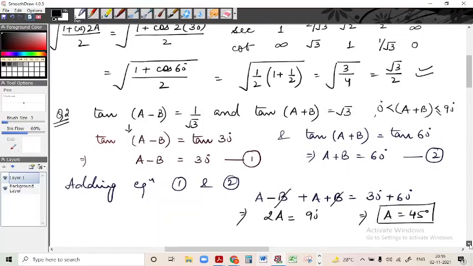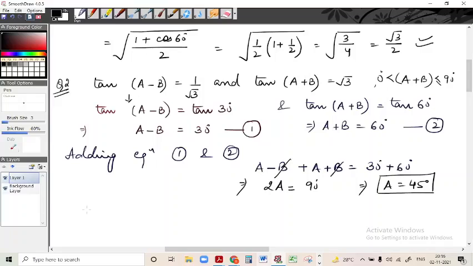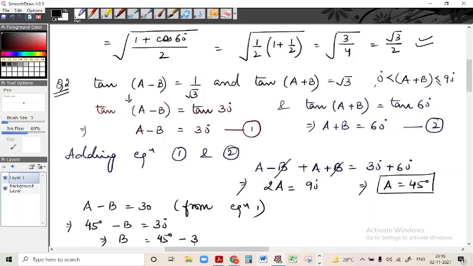Now we can substitute it in any one of the equation. So a minus b is equals to 30 from equation 1. So which further implies 45 minus b equals to 30. So b is equals to 45 minus 30 degree, which is equals to 15 degree. Okay, so therefore b is equals to 15 degree. This is how we can solve.